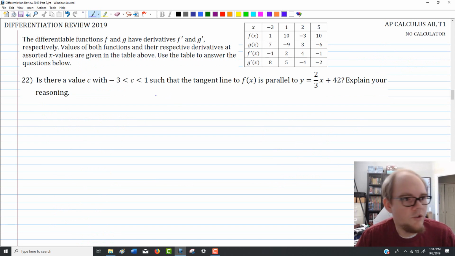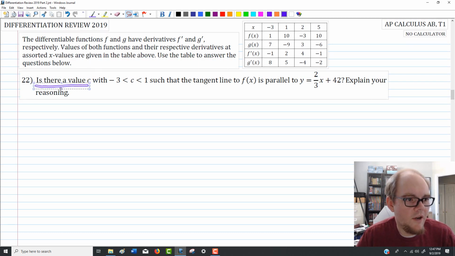Okay, next is 22. So in 22 you're asked, is there a value c with negative 3 less than c less than 1 such that the tangent line to f of x is parallel to y equals 2/3 x plus 42? Explain your reasoning. Okay, let's get real for a second here. This question is the one that's been promised for a long time. Is there a value?